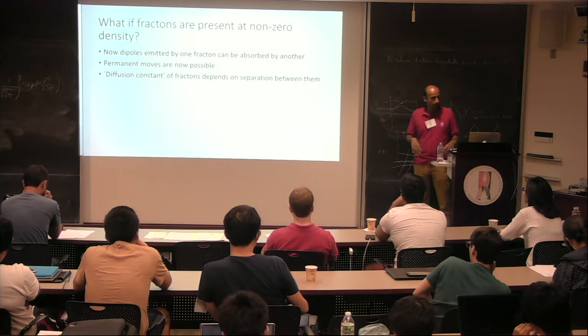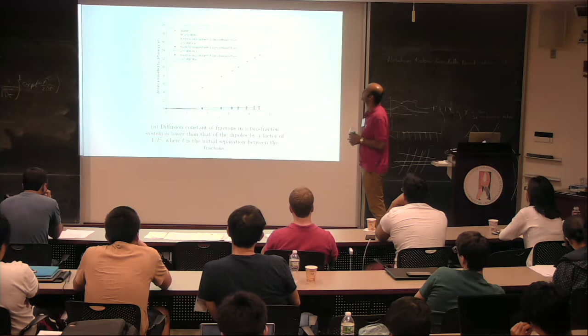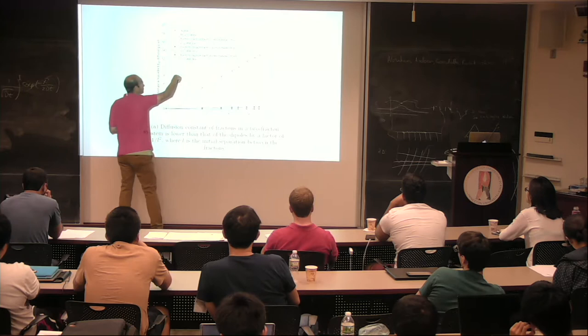This is supposed to illustrate that. So you can localize them 2 sites away, and the diffusion constant is like 1/4. 4 sites away, it's like 1/16. 6 sites away, it's like 1/36.